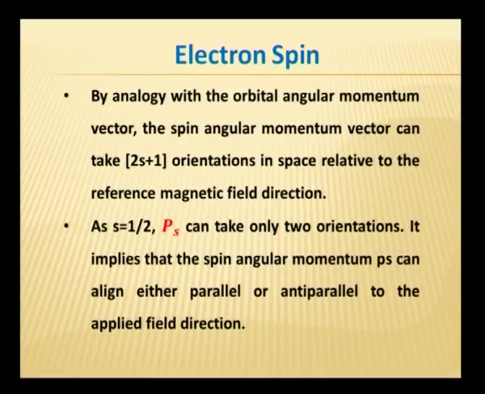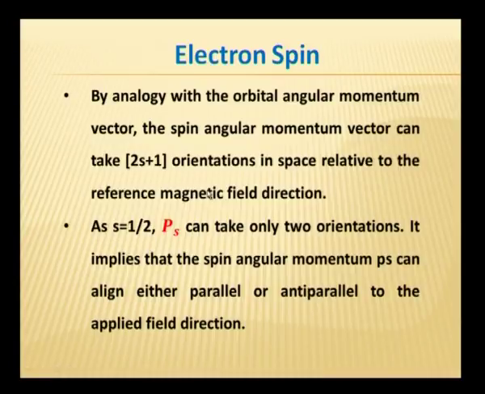I would like to tell you that we talked about orbital momentum. The orbital momentum PL will be equal to L h cross. Similarly, the spin angular momentum PS will be S h cross. S h cross means S is half, right. PS can have two orientations, so ms will have 2S plus 1 orientations.